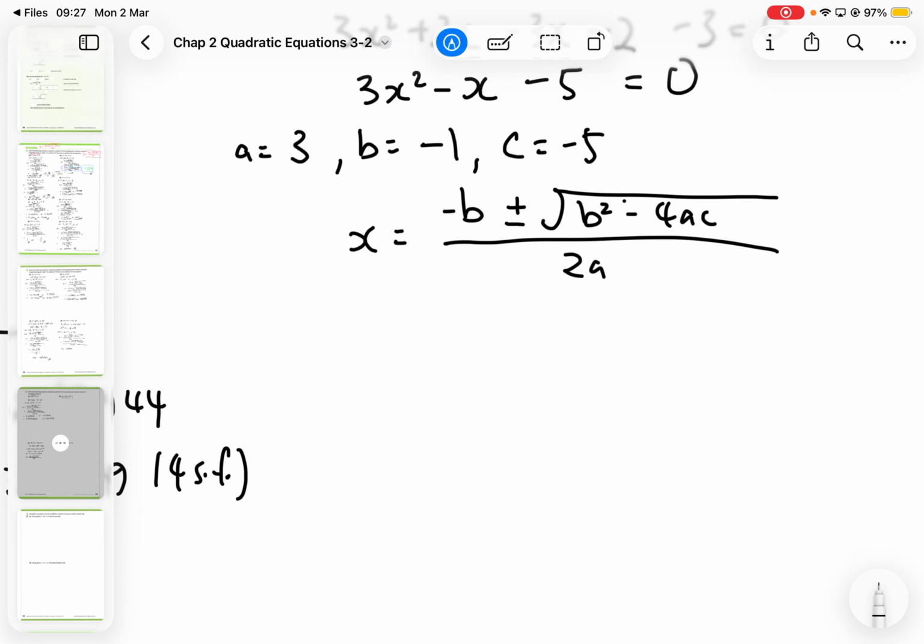This one if you don't practice writing, you will find it very difficult to remember. Okay? It came from completing the square, but then if you just write, it doesn't make sense. But then if you write enough times, then you'll be able to remember. So every question, write one time.